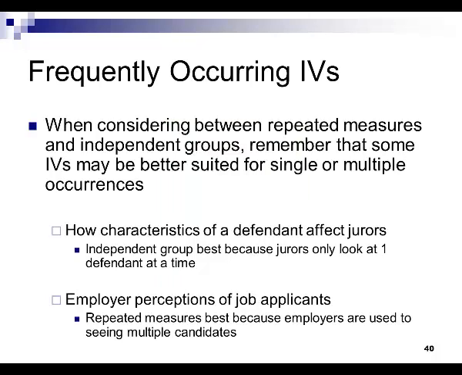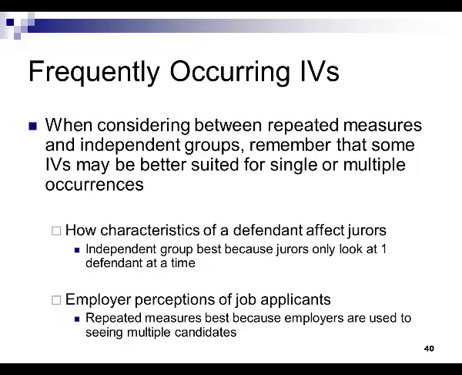Okay, let's talk about frequently occurring independent variables before we finish up. So when considering between repeated measures and independent groups, remember that some independent variables may be better suited for single or multiple occurrences, okay? So for example, if we're asking people how characteristics of a defendant affects jurors, it's probably best to use independent group design because in real life, jurors are only asked to look at one defendant at a time. So we don't want them to look at multiple numbers of defendants when they typically only see one.